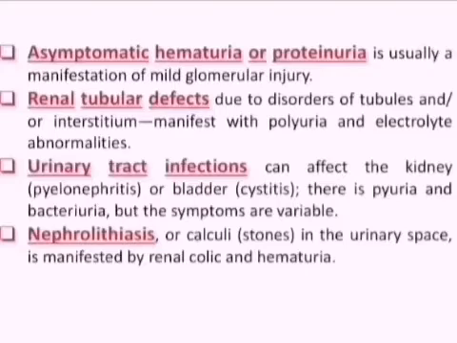Urinary tract infection, UTI, can affect the kidney, so it is called pyelonephritis, or affect the bladder, called cystitis. There is pyuria, meaning presence of pus in the urine, or bacteriuria, presence of bacteria in the urine, but the symptoms are variable. It may come with only suprapubic pain, or dysuria, or hesitancy, or dribbling, or it may even be asymptomatic. So the symptoms of UTI are variable.